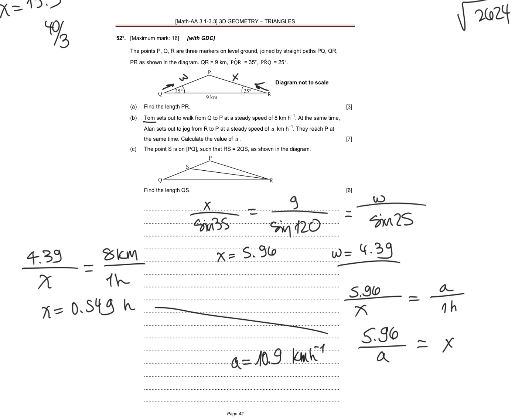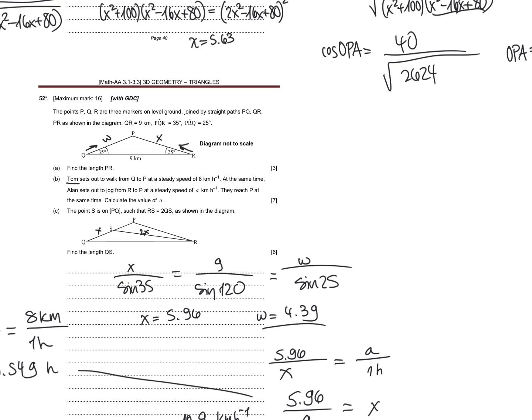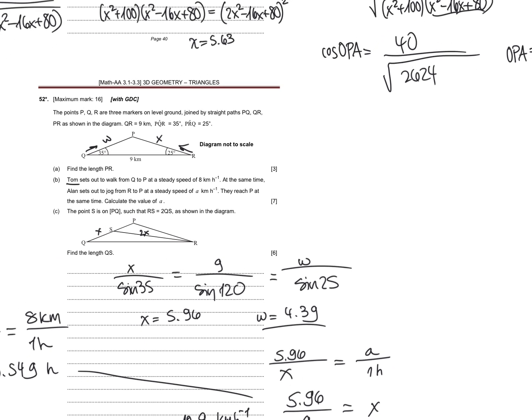All right, C, the point S is on PQ such that RS, so if this is x, this is 2x. Find the length of QS. So this is 35, and this is 9. So we have cosine rule. So we're going to have 2x squared. No, we're not going to have 2x squared.